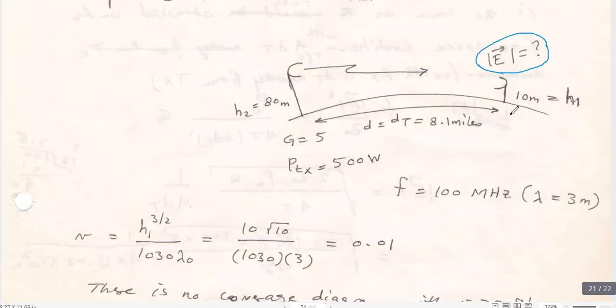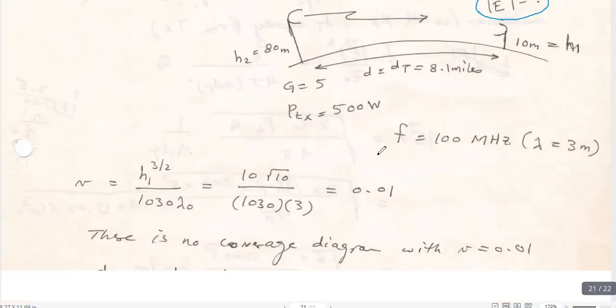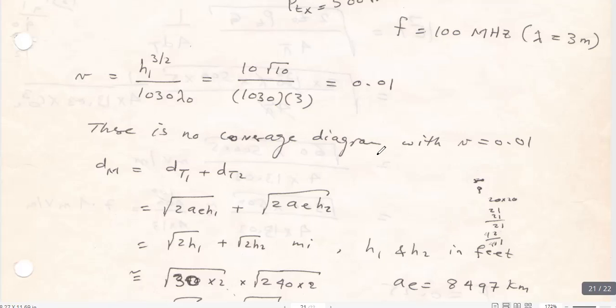The strategy of solution here is to find the free space range. If we find the equivalent free space range for this problem, we can use Fry's formula to find the electric field, because in free space we know that the radiation power density is 1/2 electric field squared over the intrinsic impedance of the medium, free space. So let's start here.